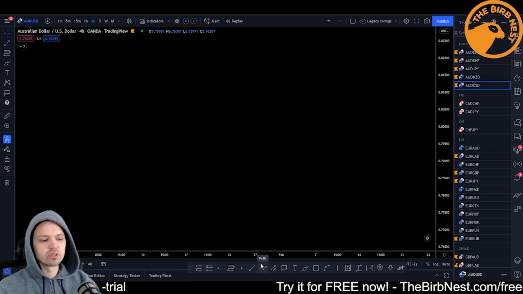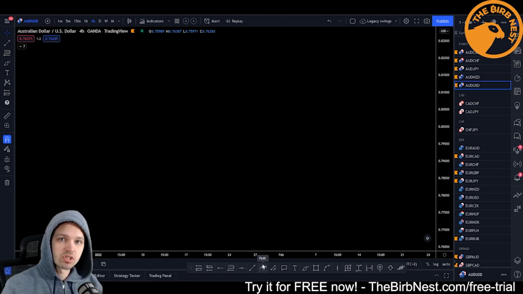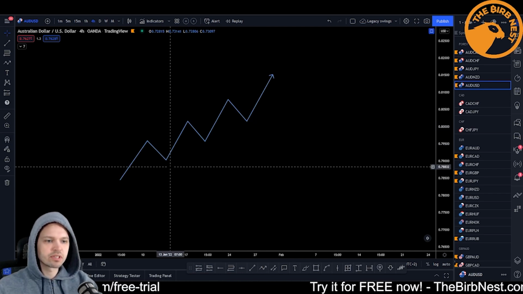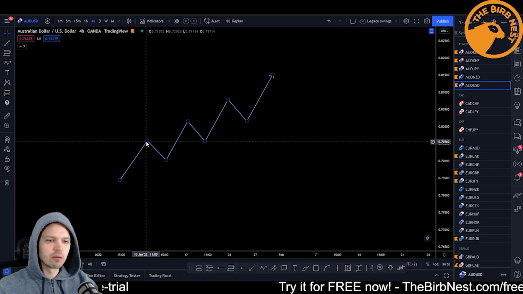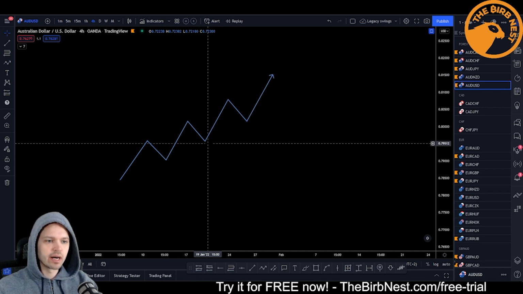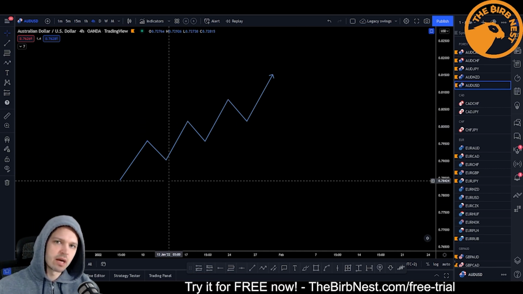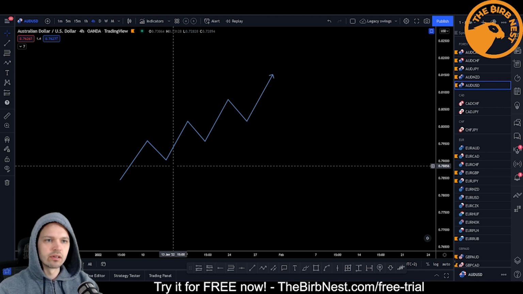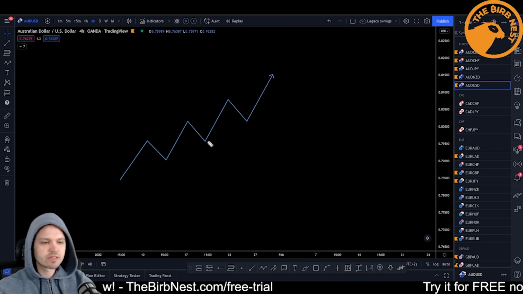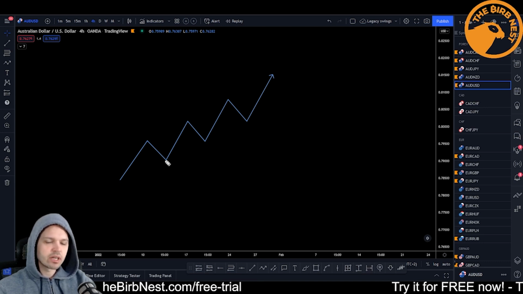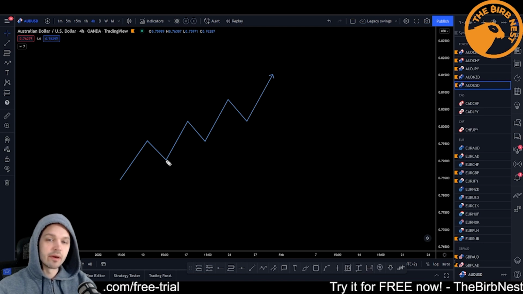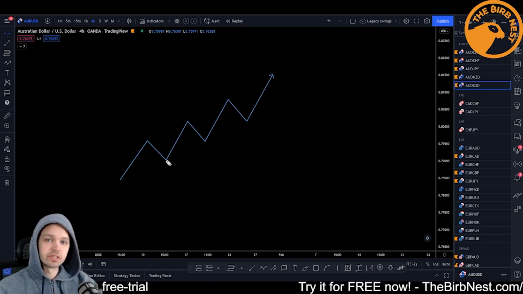So you want to first identify the market structure of the asset that you're trading. Right here you have an uptrend. You can see quite clearly it's an uptrend with a higher high, higher high, and a low, higher low, and a higher low. This is an uptrend: higher highs and higher lows. The setup I'm going to show you is very simple, and obviously this is a long example. It works the same on shorts, just the other way around.